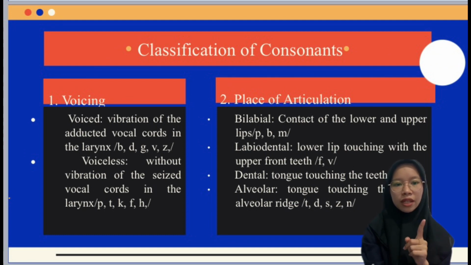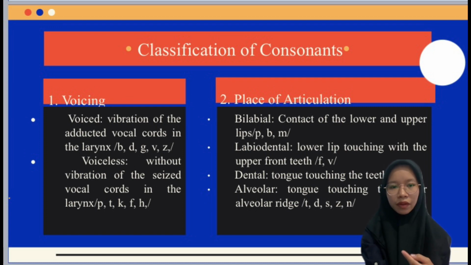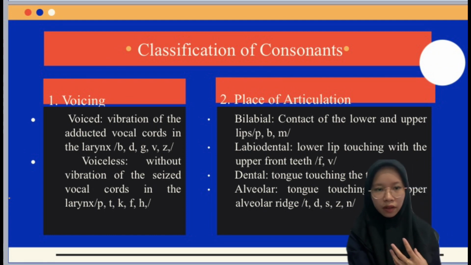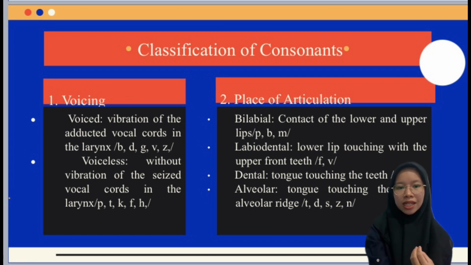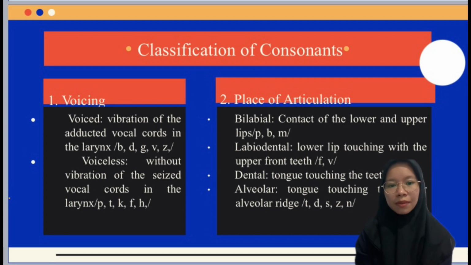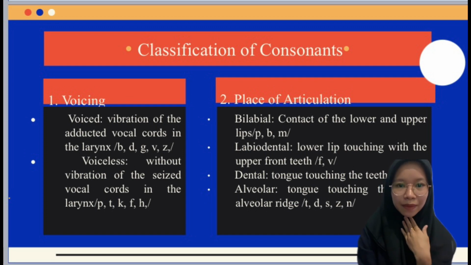The first is voiced consonants. The vocal cords come together and vibrate while the sound is being produced. Examples of voiced consonants are B or D. And second is voiceless consonants. They are produced without vibration of the vocal cords. Examples of voiceless consonants are P or T. Agar mudah untuk memahaminya, teman-teman bisa meletakkan jari pada area tenggorokan. Apabila terasa getaran saat mengucapkan salah satu dari konsonan, maka itu termasuk voiced konsonan. Sedangkan jika tidak terasa getaran, termasuk pada voiceless konsonan.